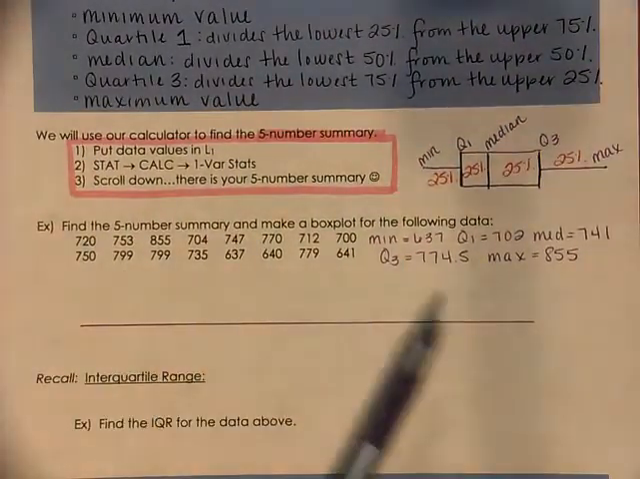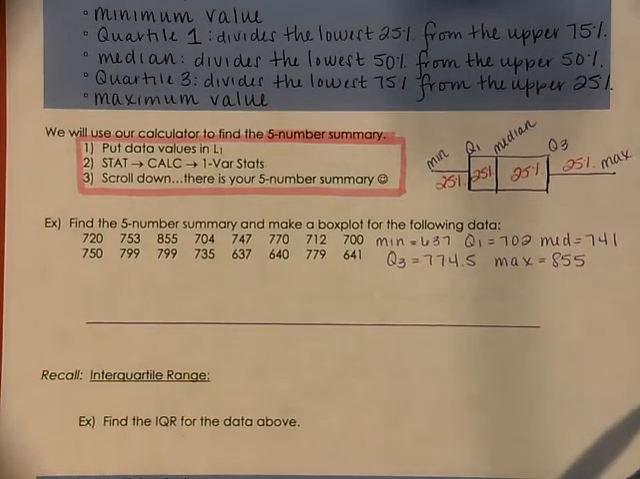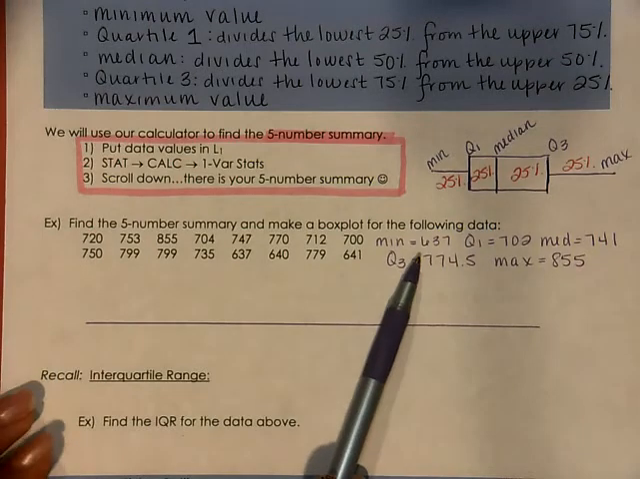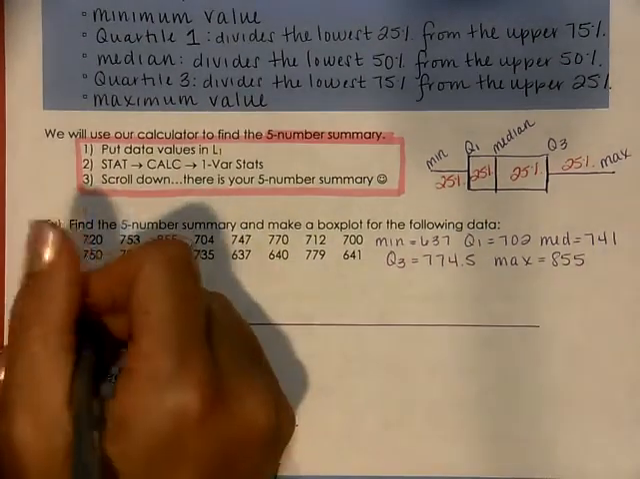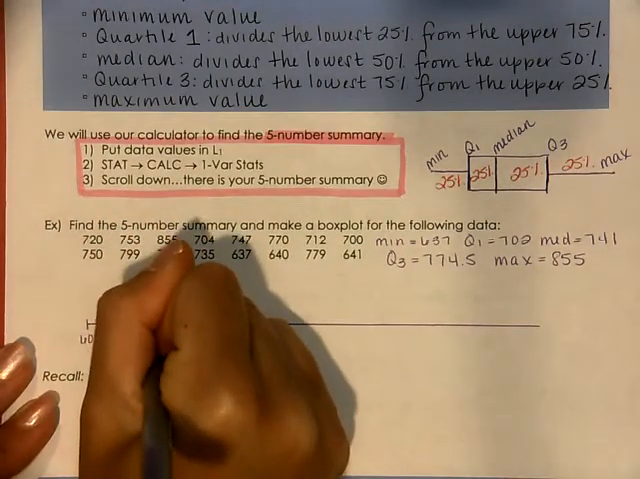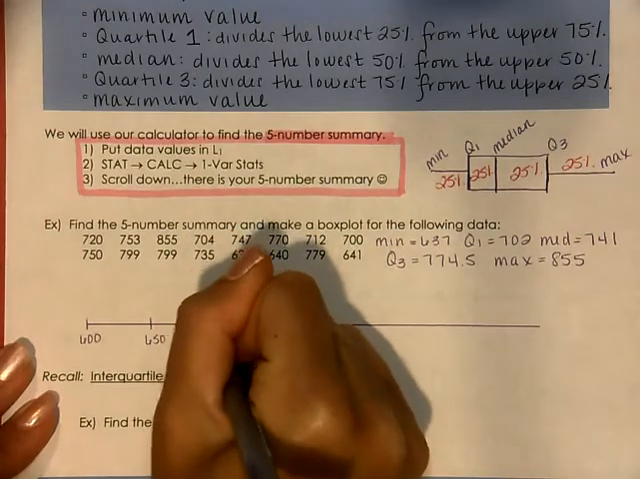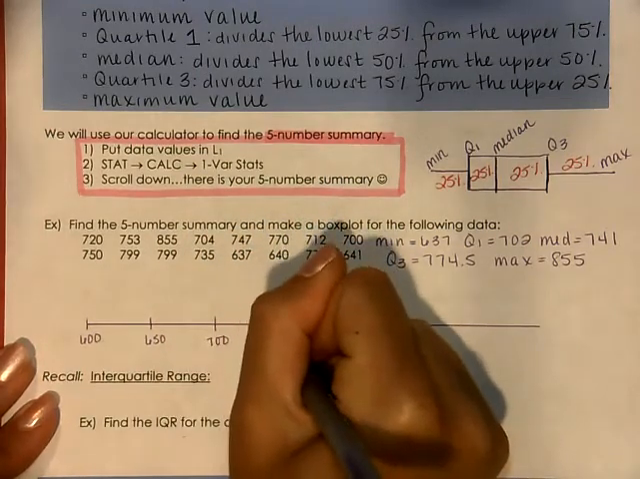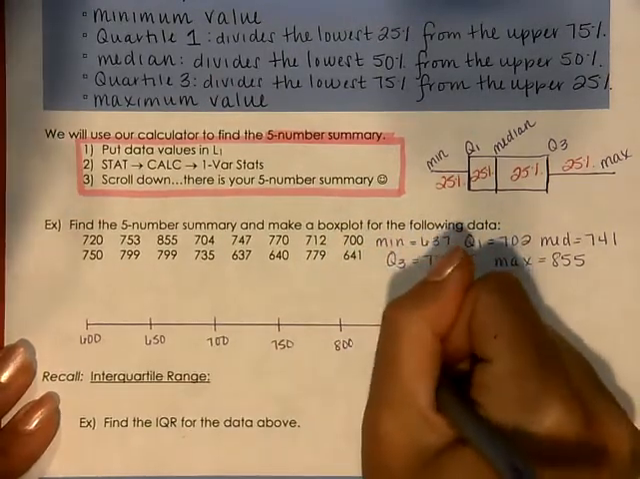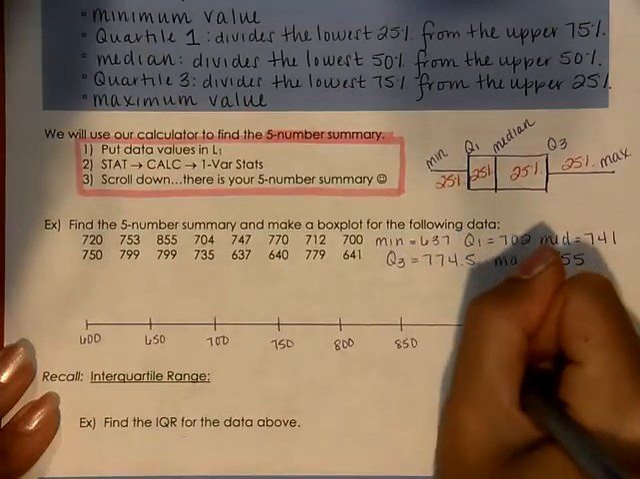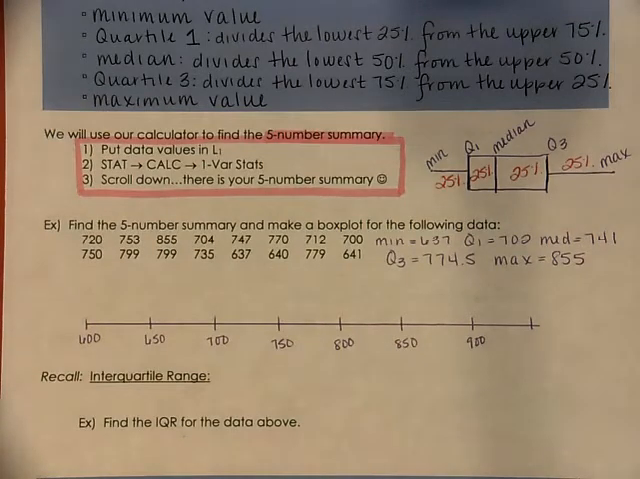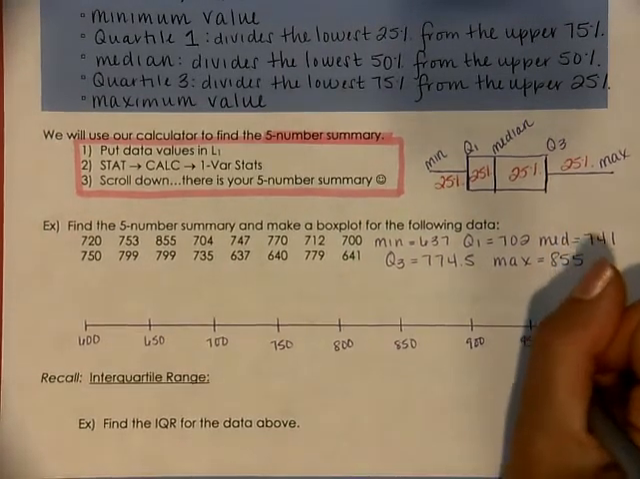Okay, now I know my minimum is 637 and my maximum is 855. So I am going to maybe start at 600 and just go by 50s. Nope, I don't think I need to go any further than that because my maximum is 855. Okay, but if I want to, that would be 950.